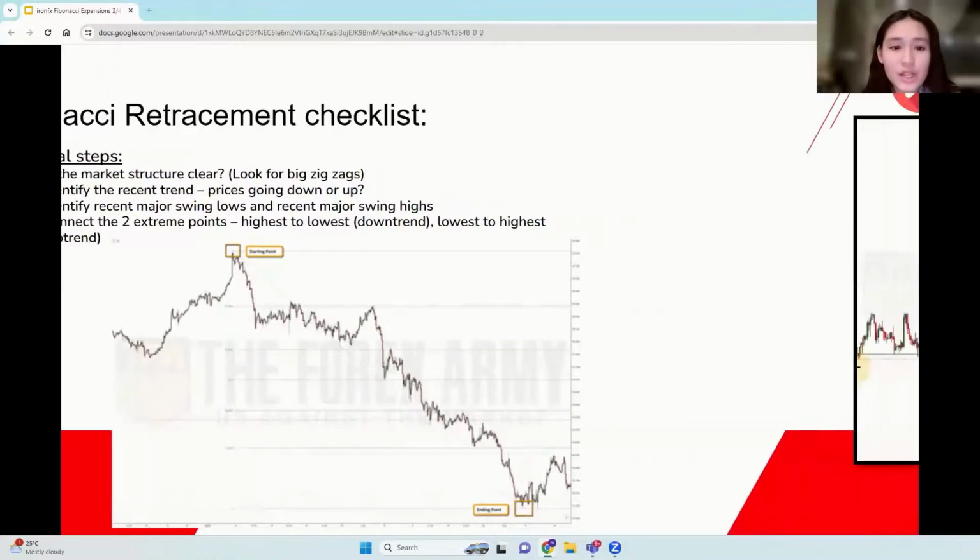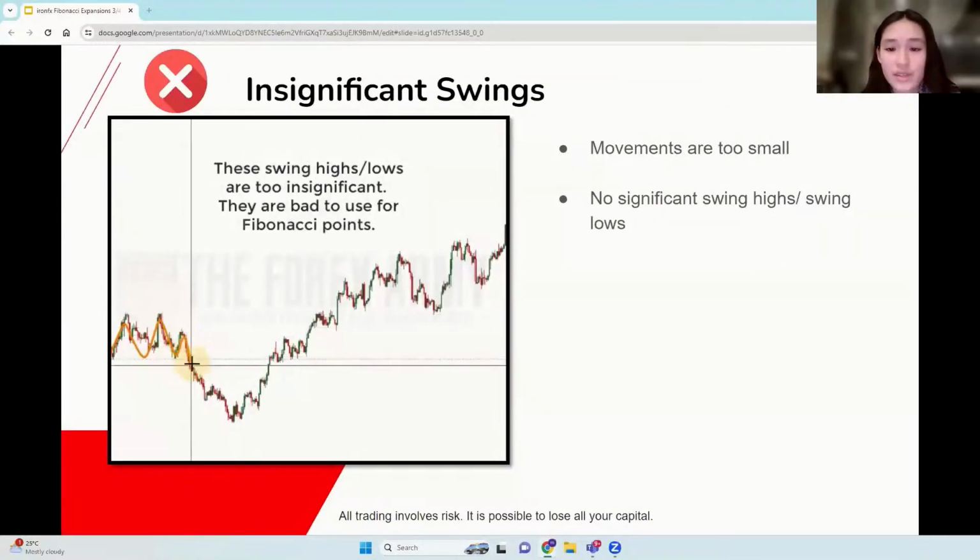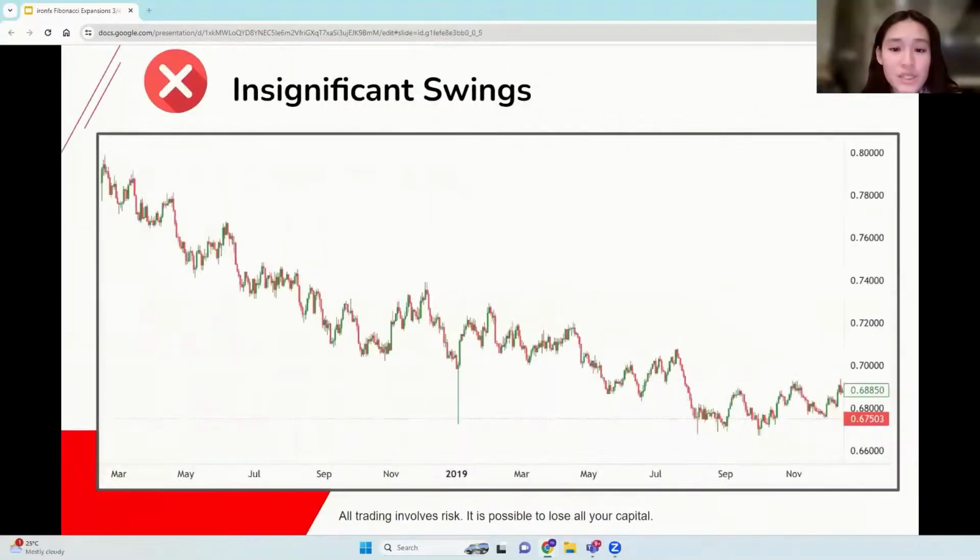Okay, so let's look at what exactly constitutes a significant swing. So firstly, let's look at an incorrect example. So here we have insignificant swings. You can see in the example here, these swing highs and swing lows are too insignificant to use as Fibonacci points, because the price movements are too small and there's no significant price movements. So here's another example. You can't really see any significant shape.